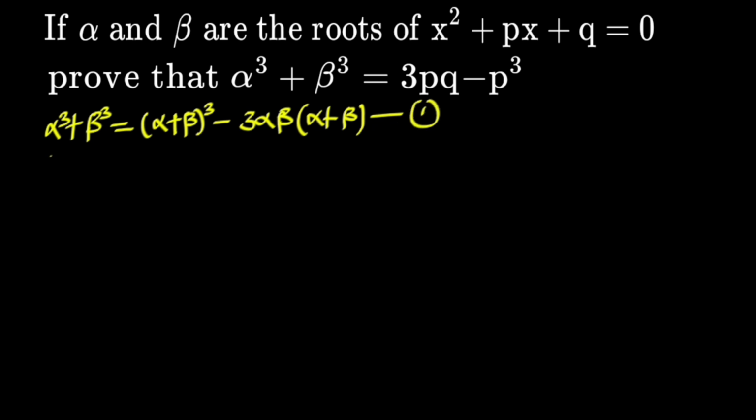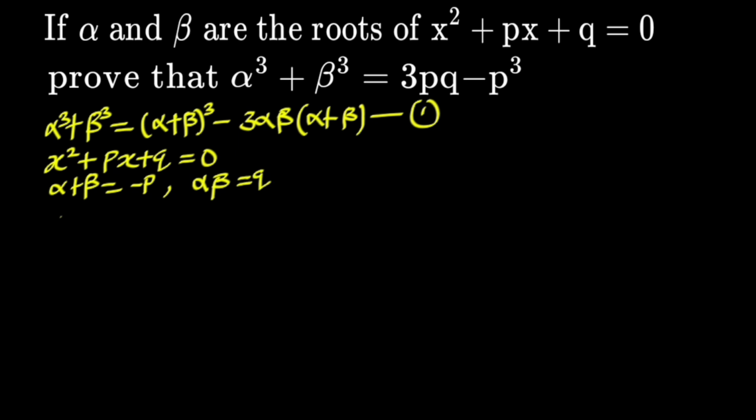Click on the description to watch the video on symmetric functions of roots formula. From the given equation, x² + px + q = 0. Since the coefficient of x² is 1, α + β = −p and αβ = q, from symmetric functions of roots. Click the description to watch the video on symmetric functions of roots.